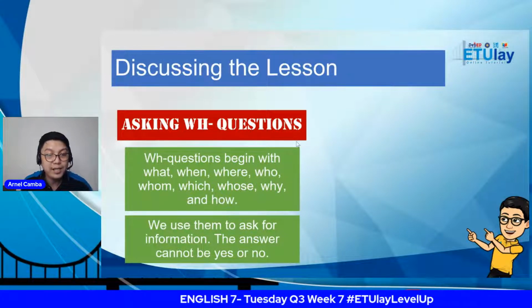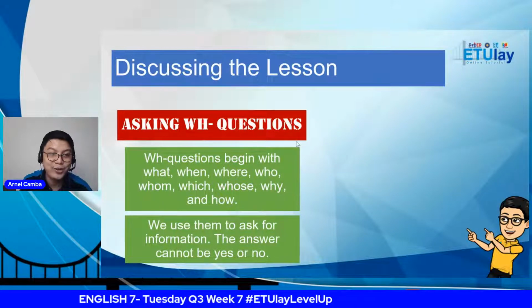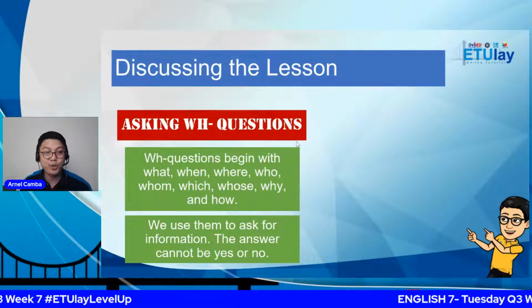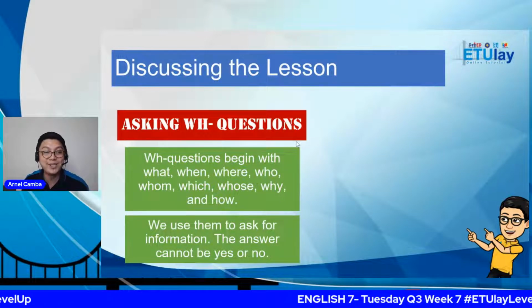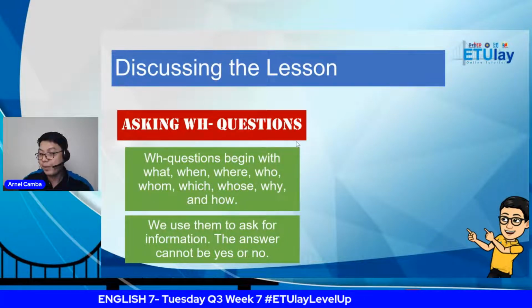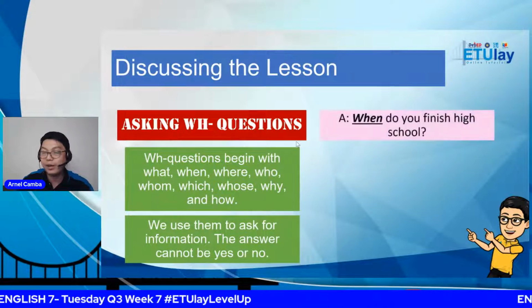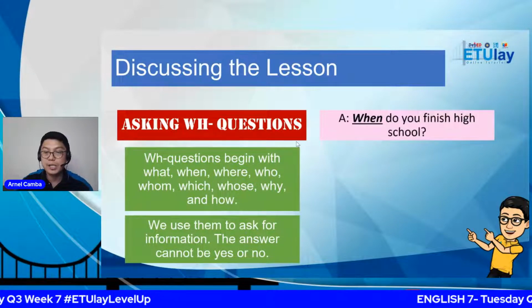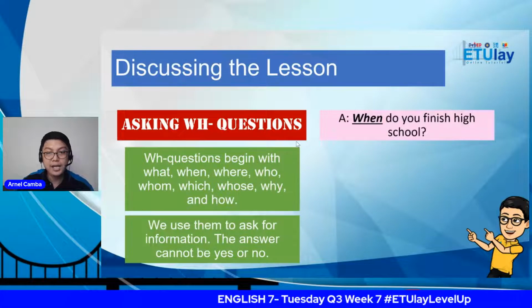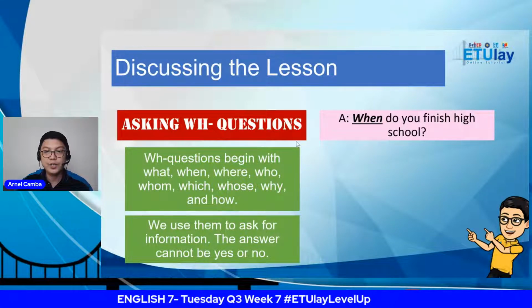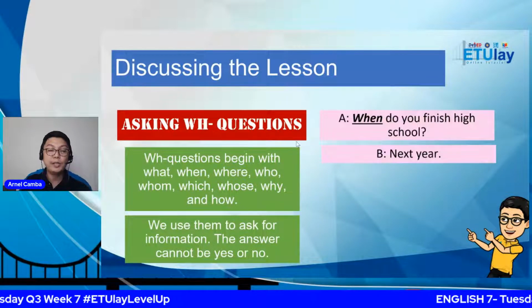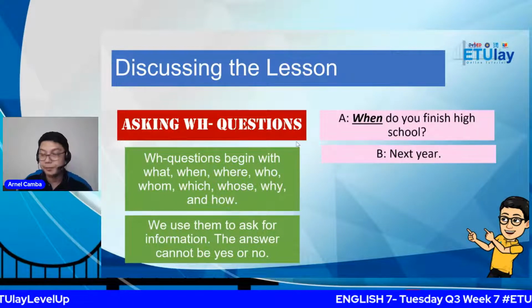Why? Because it cannot be answered by a yes or no. So simply, for example, if somebody asks you what is your name, you don't say no, you don't say yes. All right? So ibig sabihin, pag ganun ang sagot mo, you did not understand the question or you are not paying attention. So here is an example of one WH question, my dear learners. So letter A, when do you finish high school? So, of course, we are actually expecting an answer that would pertain to a time. So, the answer is next year.